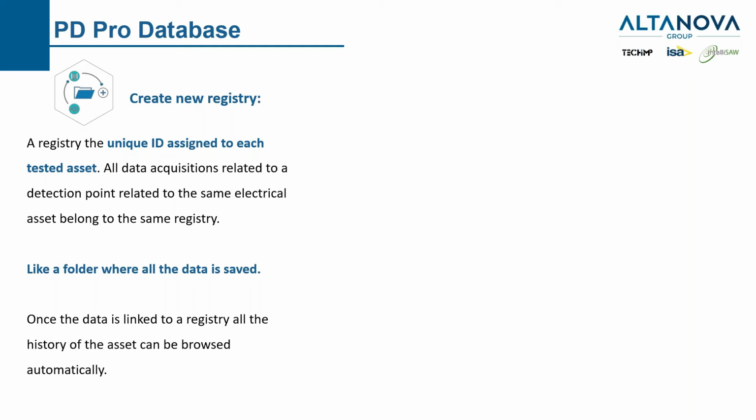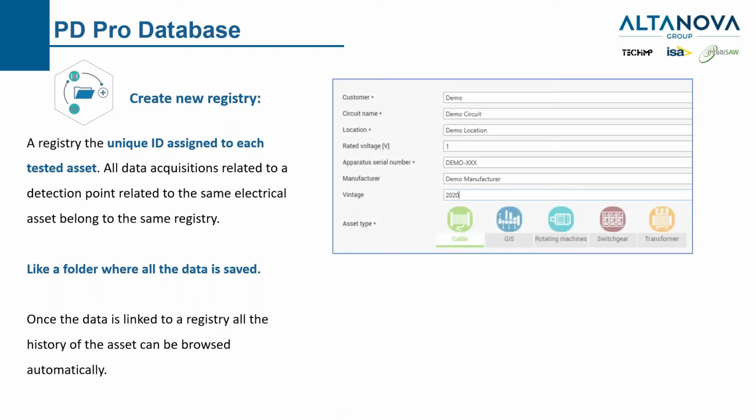function, the new registry creation. Basically, this is the very first step we can do. We will put the details about what we're going to test. We can, for example, create a cable registry like this one in the picture. We have to put the customer name, the circuit name, the location, the rated voltage, serial numbers, and manufacturer. All these fields will be saved and can be browsed with the DB. Once we have created this registry, it's like a folder.